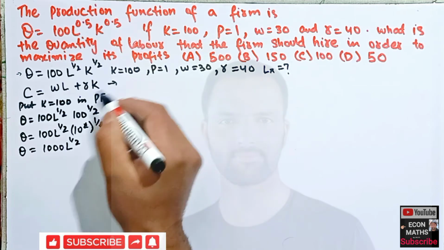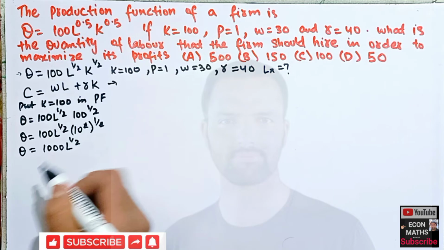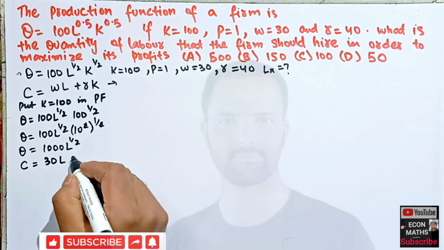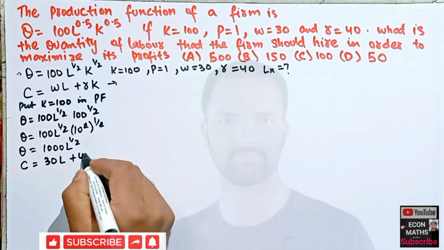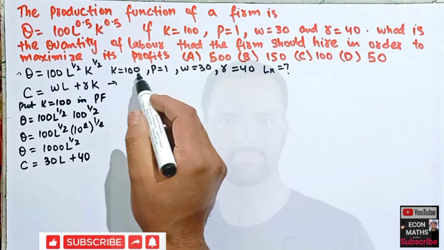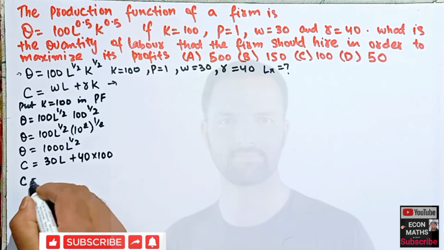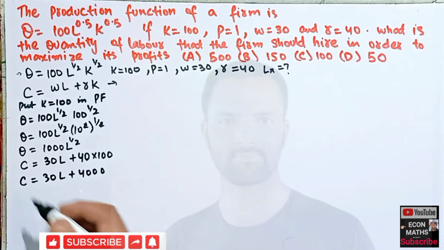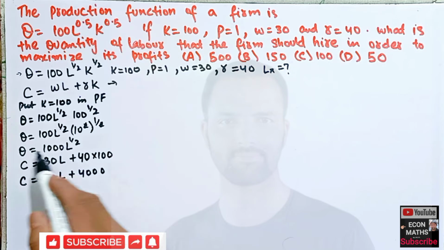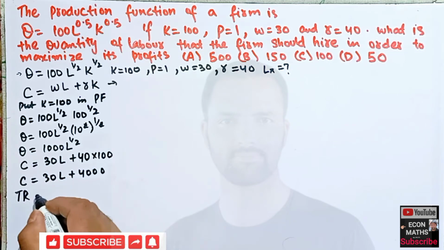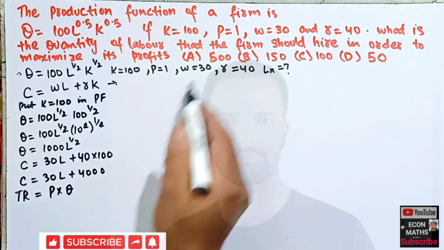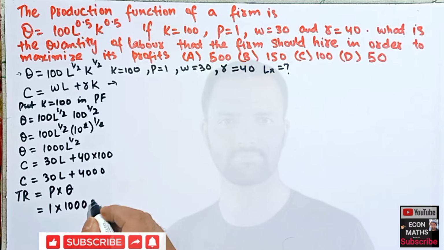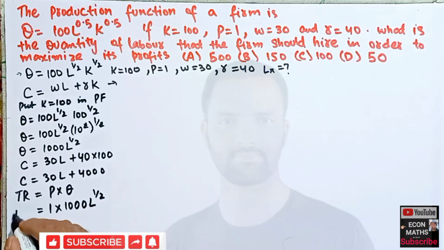Similarly, just plug the value of wage rate. Wage rate is given as 30. So I will write here C is equal to 30 into L plus rental rate of capital is 40, and value of K is 100, so I will write here 100. That means C is equal to 30L plus 4000. This is our total cost function, and we need to find the total revenue. Total revenue, as we know, is equal to price into quantity. The value of P is 1, into our Q, this very equation which we solved, 1000 L to the power 1 upon 2. That means this is our total revenue.